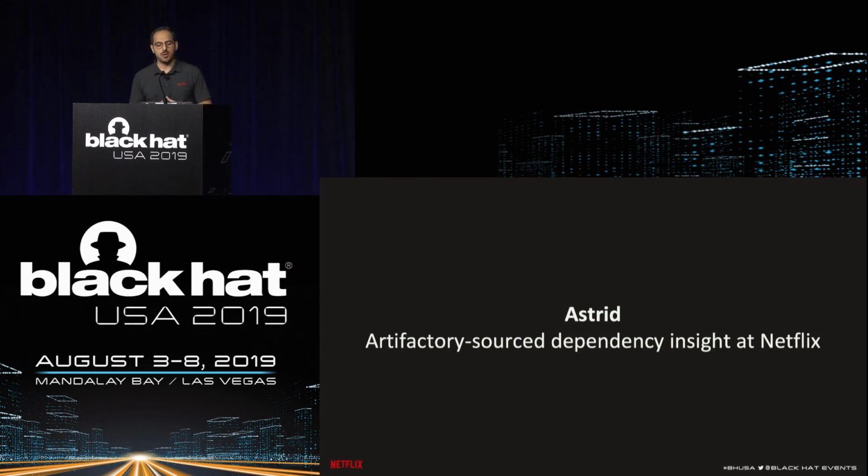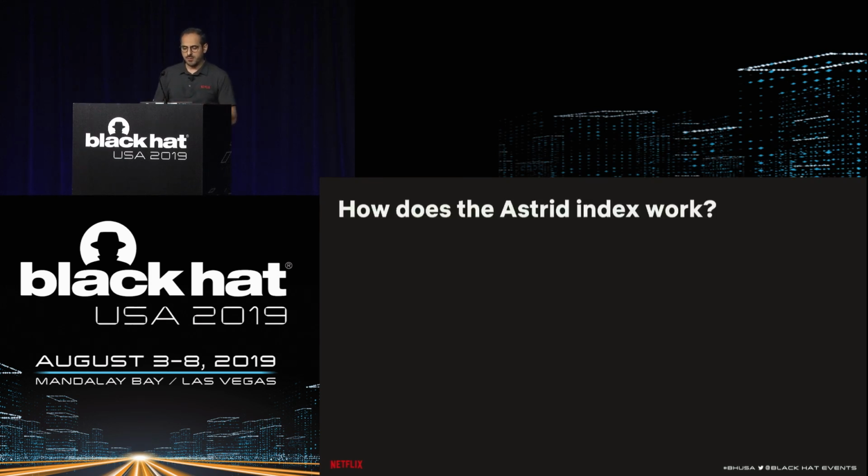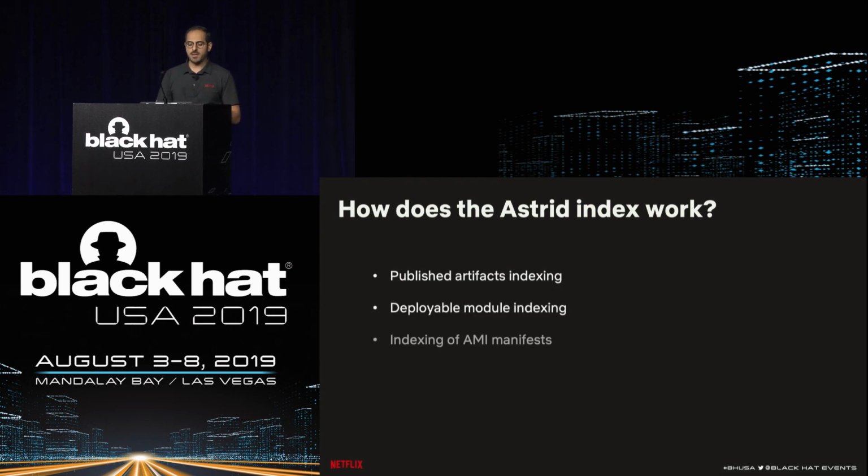So at Netflix, we built a solution called Astrid, Artifact Source Dependency Insight. The goal for Astrid was that if an engineer built a library and is a library producer, and they want to know the impact of their library on the ecosystem, they can go and query Astrid, and Astrid will tell them who's actually using this particular version of the library. So we can utilize the system to tell us who's using a particular version of a package. So how does it actually work? Astrid relies on three main stages: published artifact indexing, deployable module indexing, and indexing of AMI manifests.